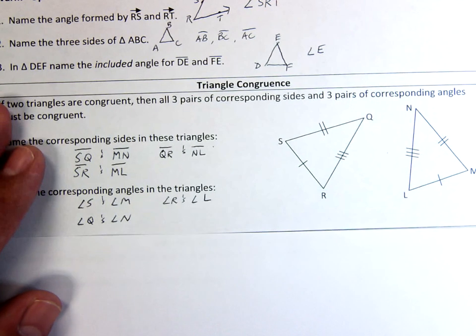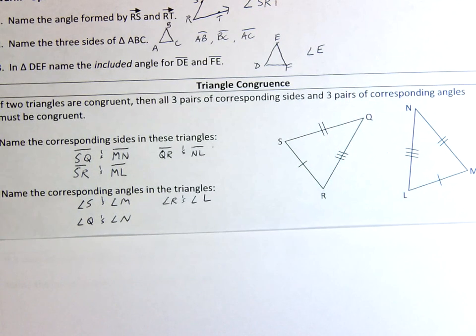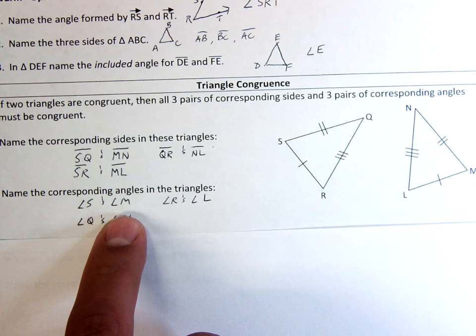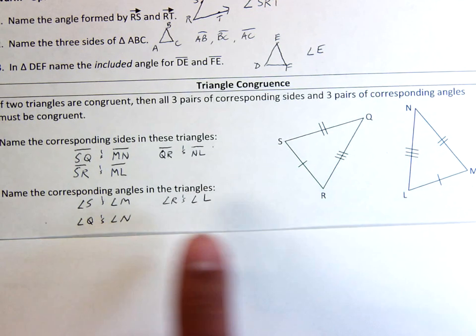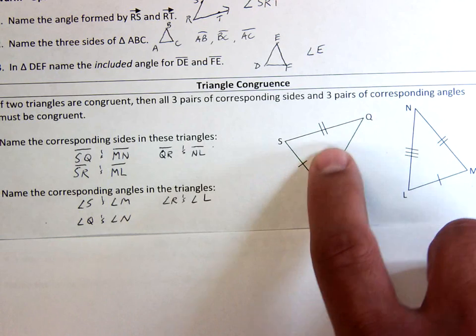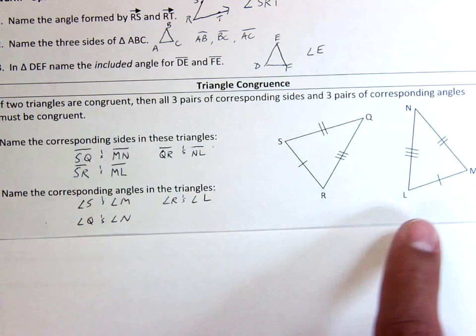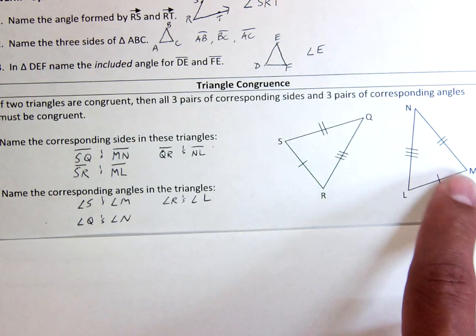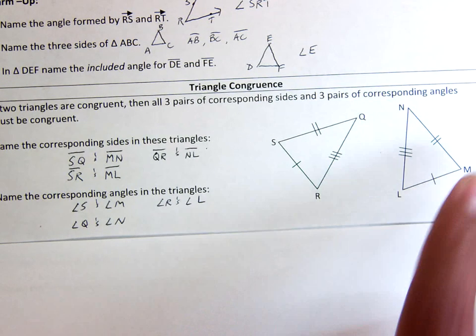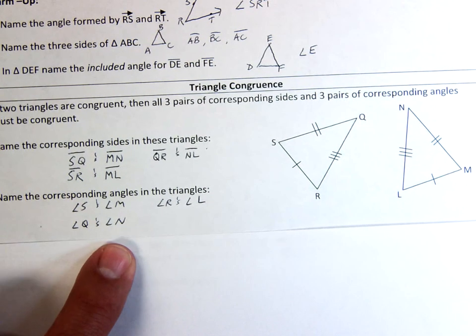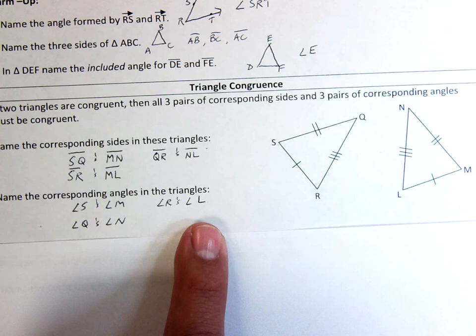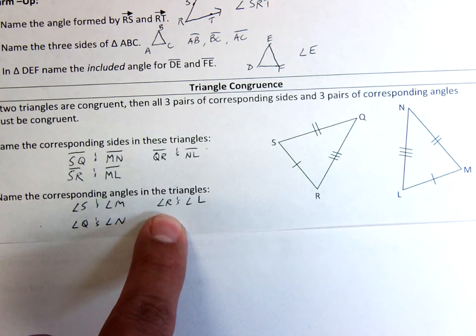And if my triangles are congruent, again, all my angles also match up. Angle S matches up with angle M. How do I know that? Again, look, angle S is between 1 and 2 tick marks. There's angle S. Over here, 1 and 2 tick marks. There's angle M. Q matches up with angle N. Angle R matches up with angle L. So this is the stuff that we have been doing.